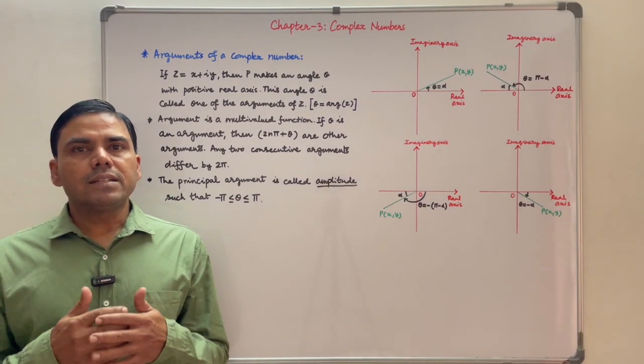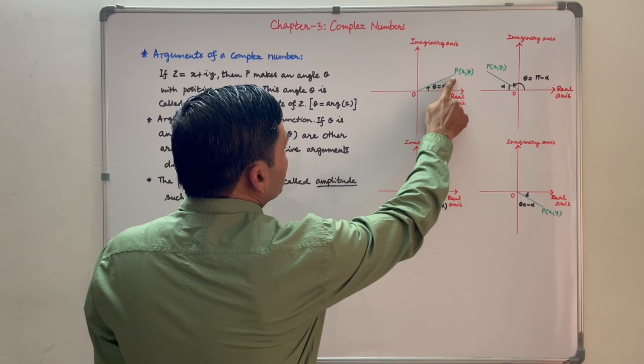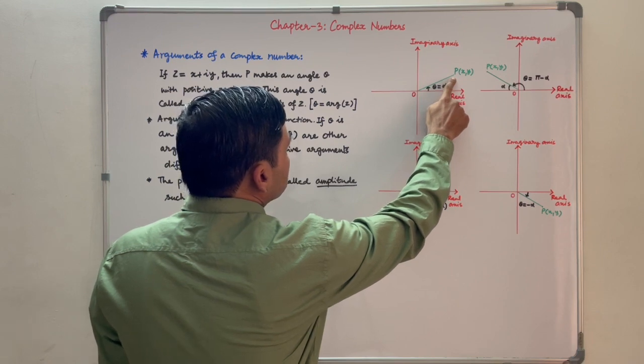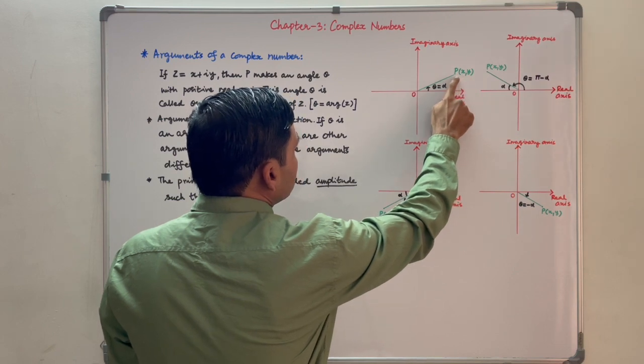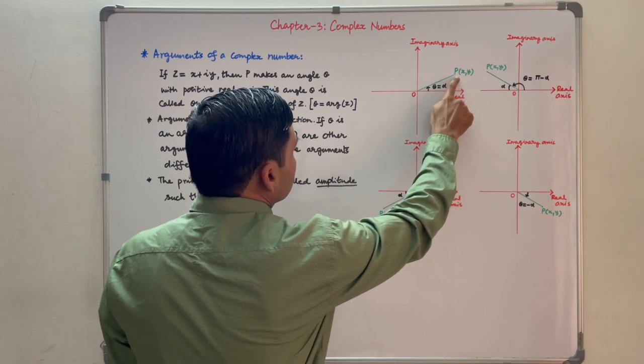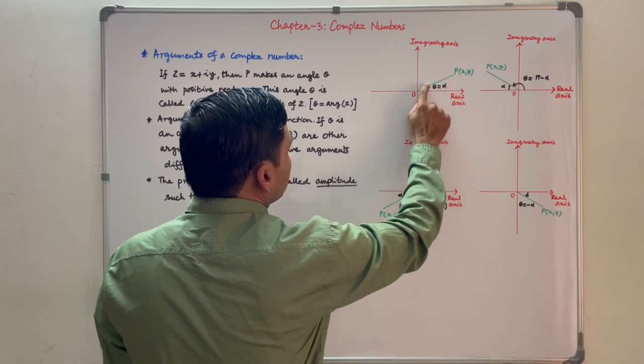Hello children, let us understand arguments of a complex number. Suppose P is a point in complex plane. It is represented by ordered pair x, y. So the complex number z is equal to x plus iy. Line OP makes an angle theta with positive real axis.